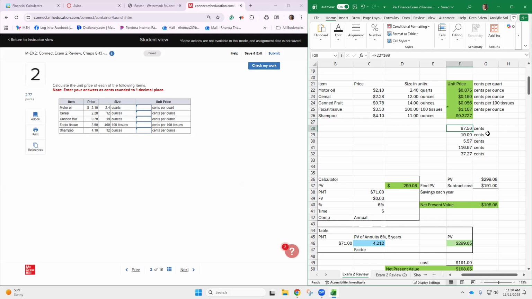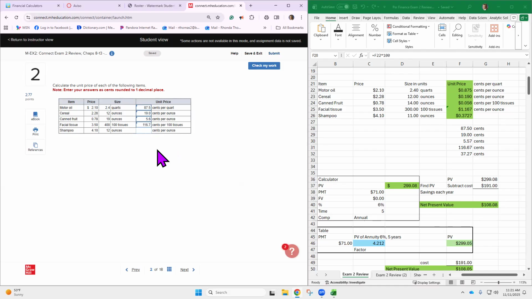All right, so I got 87.5 cents, and they want this to 1 decimal place. Okay, 1 decimal place. So my motor oil turns out to be 87.5 cents a quart. My cereal turns out to be 19 cents an ounce. Canned fruit turns out to be 5.5 cents an ounce. Okay, so they said 1 decimal place. Oh, and it's going to fuss at me. Okay. All right, so 5.6. All right, per ounce of canned fruit, the 100 tissues, I've got 116 cents.